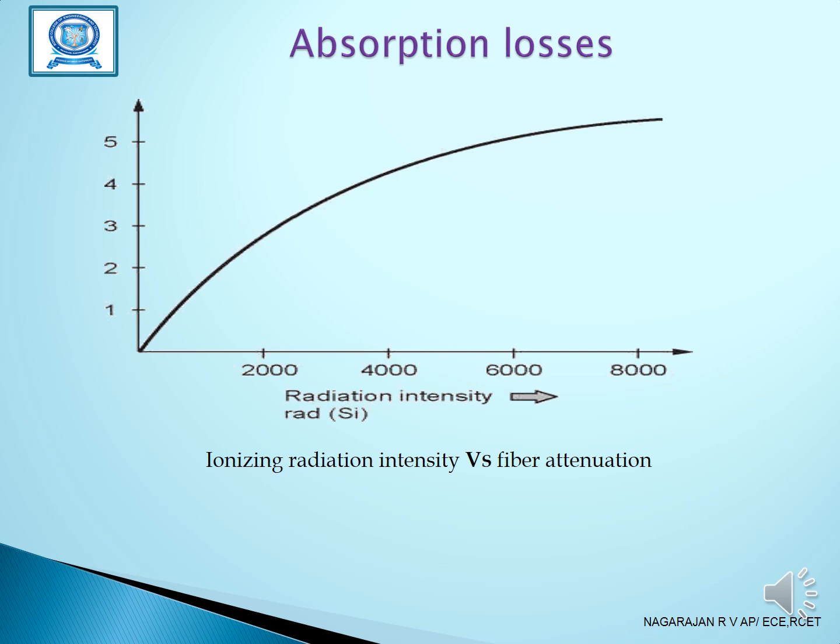This is the ionizing radiation intensity versus fiber attenuation. In the x-axis we have radiation intensity, and in the y-axis we are considering fiber attenuation. So it gradually increases when radiation intensity increases.